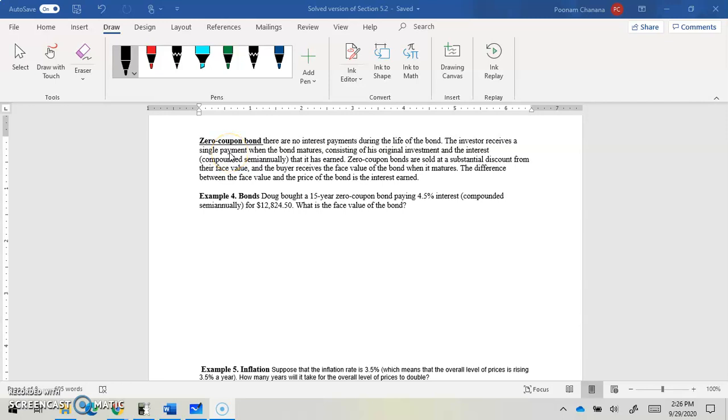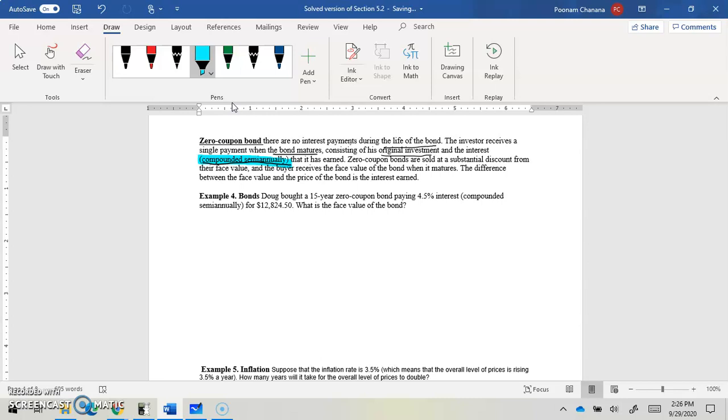Next, we have an example containing zero coupon bonds. There are no interest payments during the life of these kind of bonds. The investor receives a single payment when the bond matures, consisting of the original investment, and interest is always compounded semi-annually. So this is important. You have to remember, in a zero coupon bond, the interest is always compounded semi-annually.